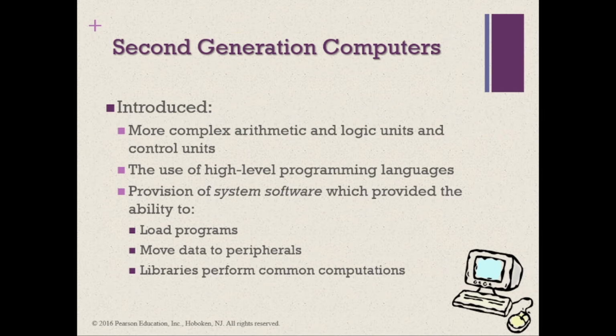Okay, next, let's continue the discussion of the second generation computers. But there are other changes as well. The second generation saw the introduction of more complex arithmetic and logic units and control units, the use of high-level programming languages, and the provision of system software with the computer. So, as you can see, since the computer organization has upgraded, it also affected the architecture. In broad terms, system software provided the ability to load programs, move data to the peripherals, and libraries to perform common computations, similar to what modern operating systems like Windows and Linux do.